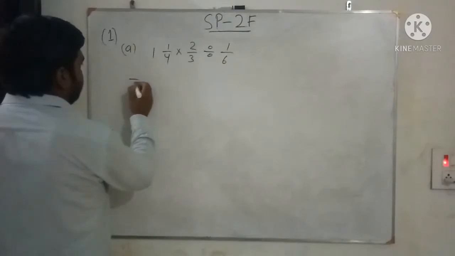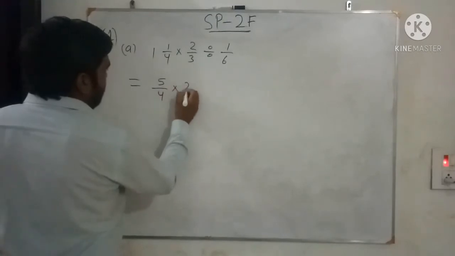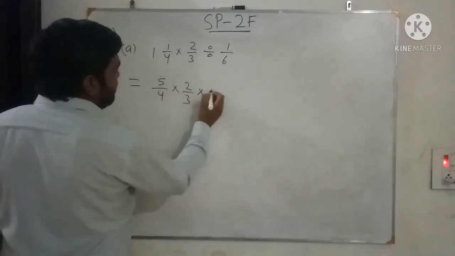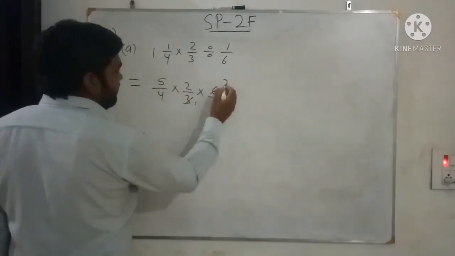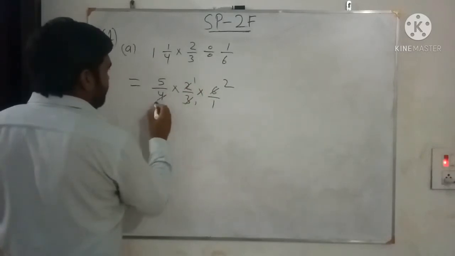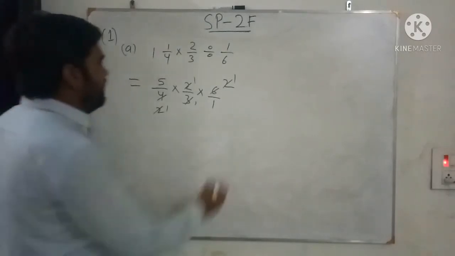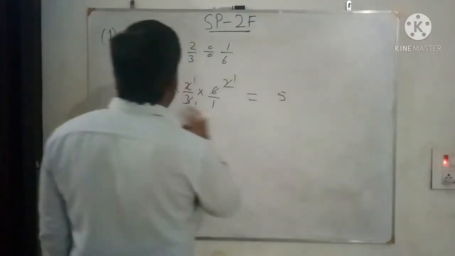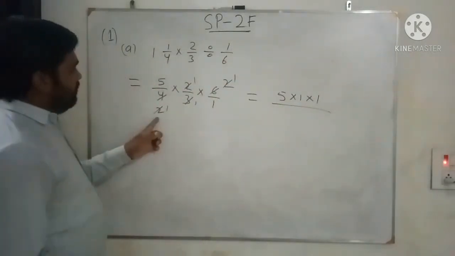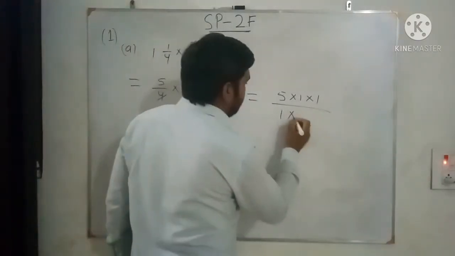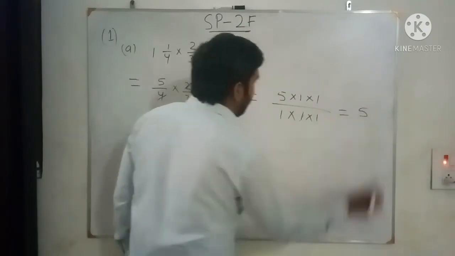See how we do. 4 ones are 4, plus 1, 5 by 4 multiply 2 by 3. Convert this divide into multiplication. That will become 6 by 1. Now see, 3 ones are 3, 3 twos are 6, cancel. 2 ones are 2, 2 twos are 4, cancel. 2 ones are 2, this also cancel. So what is left? 5 multiply 1 multiply 1, 1 multiply 1 multiply 1. So the answer will be what? 5.